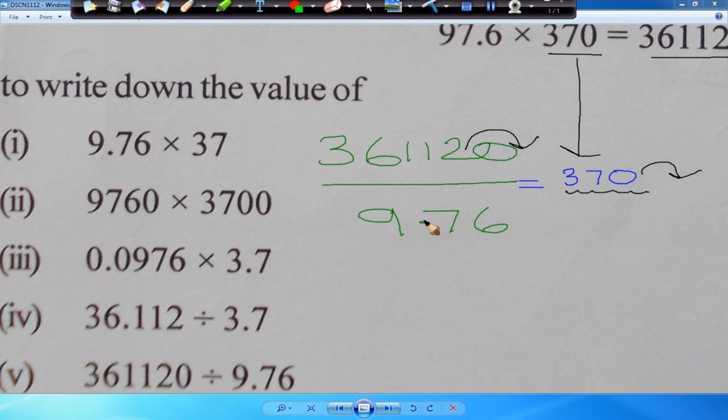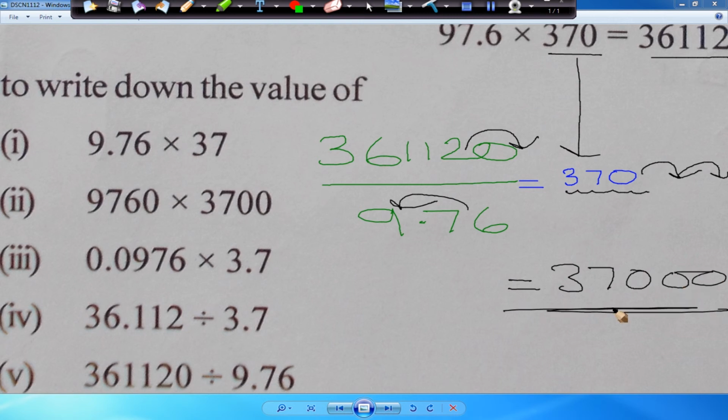What happened to the bottom number? It was 97.6, it became 10 times smaller. If you make the bottom number 10 times smaller, we've got to make the answer 10 times bigger. So we're making it bigger again. So if we've done one making bigger, one making smaller, it has the same effect of making it twice as big. So the final answer will give us what? 370, the original number, and then another 2 zeros.